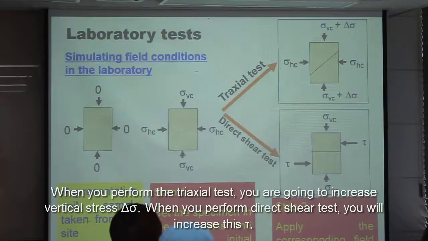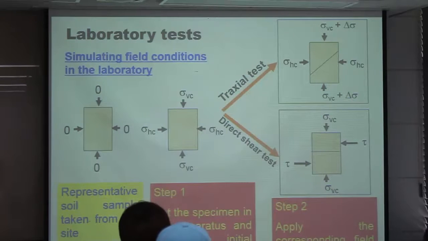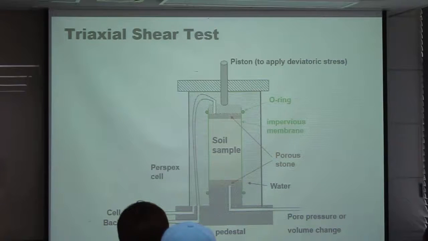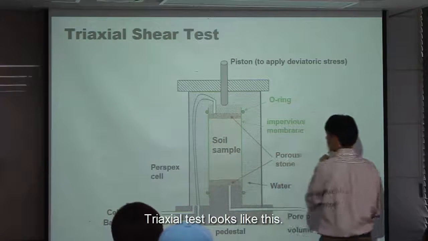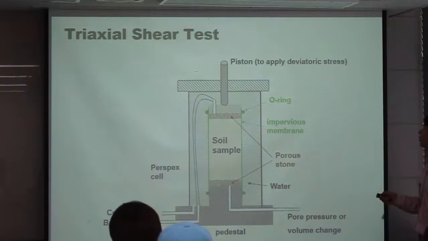When you perform the triaxial test, you're going to increase this vertical stress, delta sigma. And in doing so, you're going to increase this tau, the shear stress. The triaxial test looks like this. We're going to show you the machine there.